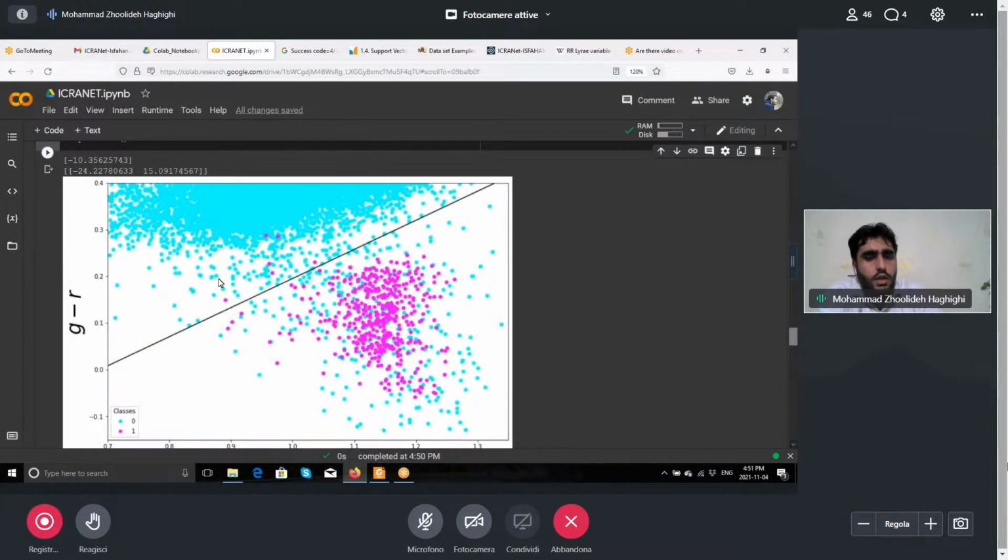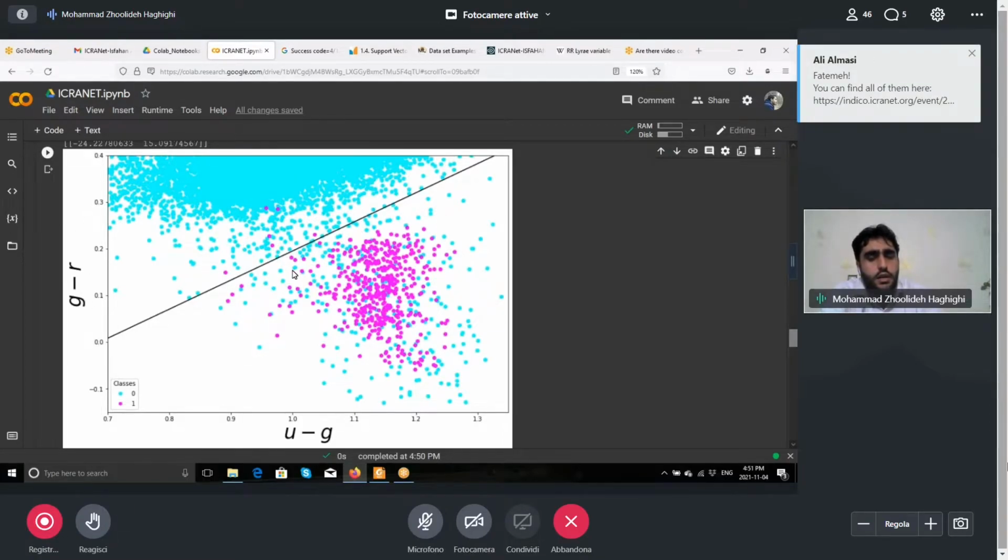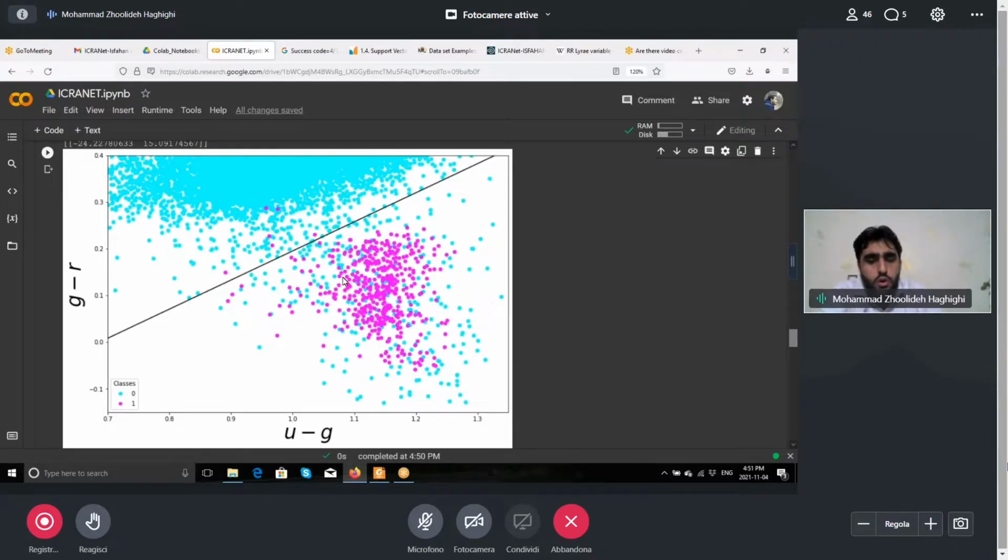I just want to show you results. So this is real world data. And you can see that in this plot, these are, as I told you, colors of our data, our observation. And these purple points are for these purple points. Pink points are showing RR Lyrae stars, and those blue points are showing main sequence stars. And this is a decision boundary produced by logistic regression.